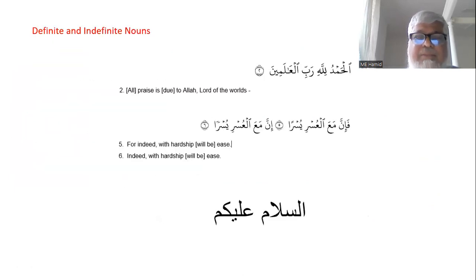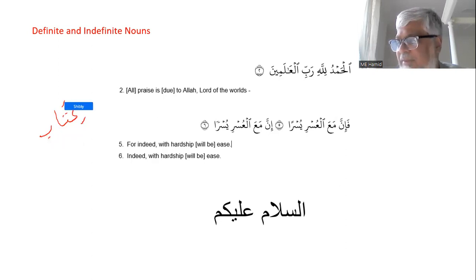All right, so let's look at the one and final topic of today's class, which is definite and indefinite articles. So let's say if I write kitabun, this means a book. This is called indefinite. A book, which book, I don't know. A book.